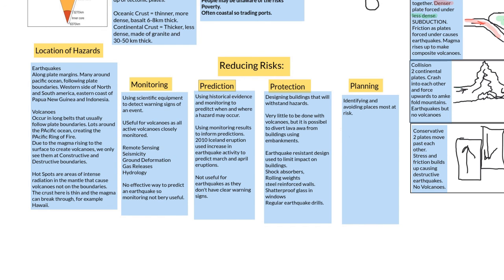Now, our final type of reducing risk is planning, and this is where we identify and avoid the places most at risk. Now, for volcanoes, we can identify the high value land, look at exactly what's going to happen, and create a risk map. So we can look at the high value land and where is most at risk, and we can use this to plan our response to evacuate certain areas.